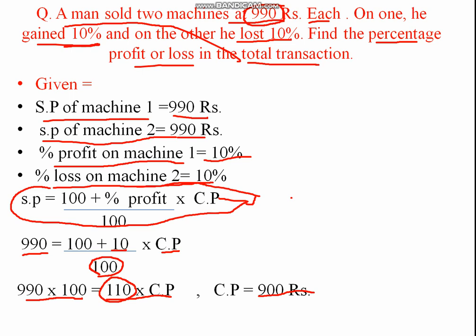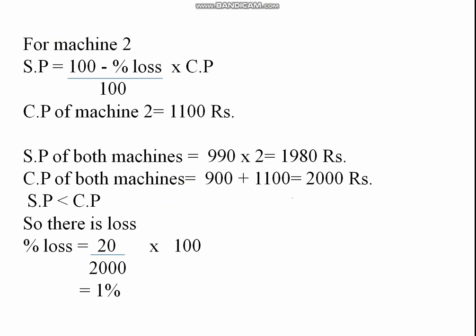SP of machine 1 is 990 rupees, so in that case CP is 900 rupees. Same for machine 2, we have to find the CP. For machine 2 there is a loss. So use the formula SP is equal to 100 minus percentage loss upon 100 into CP to find the value of CP for machine 2.